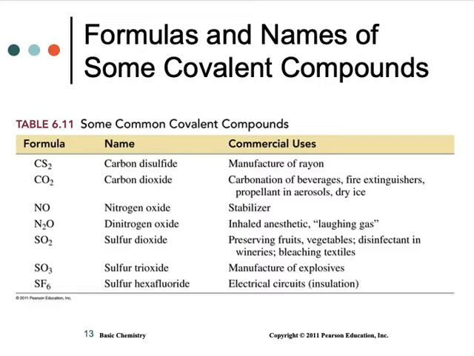Here's CO2. Just name the first one carbon. You don't need to say monocarbon. Carbon. Then it's di. Then oxygen goes to oxide. So carbon dioxide. Nitrogen oxide, or you could say nitrogen monoxide. N2O. Dinitrogen oxide, or dinitrogen monoxide. SO2. Sulfur dioxide. Then 3 is sulfur trioxide. And then SF6, sulfur hexafluoride.